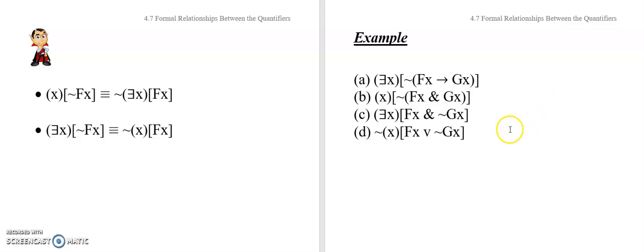Now, this is an interesting case here. Let me revise this slightly for you. So go ahead and try C now. What would that look like if we were to switch from the existential quantifier to the universal? Pause now.